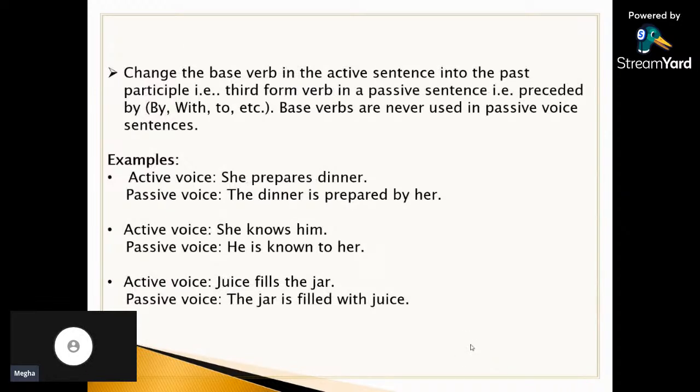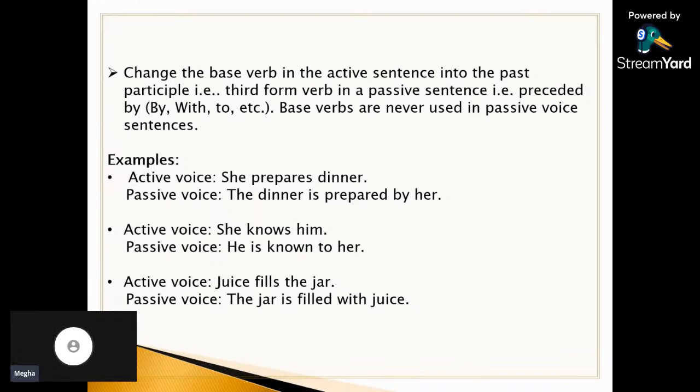So how you have to do it is, just see here, change the base verb in the active sentence into the past participle, that is the third form verb, in the passive sentence, preceded by by, with, to, etc. Base verbs are never used in passive voice sentences. So by, with, to, etc. are the words which will be used in passive voice. These are the verbs which will be used in active voice only.